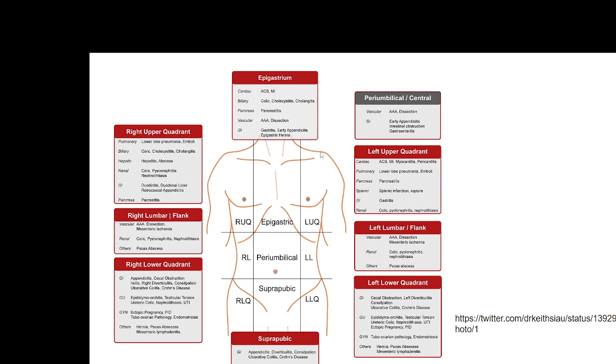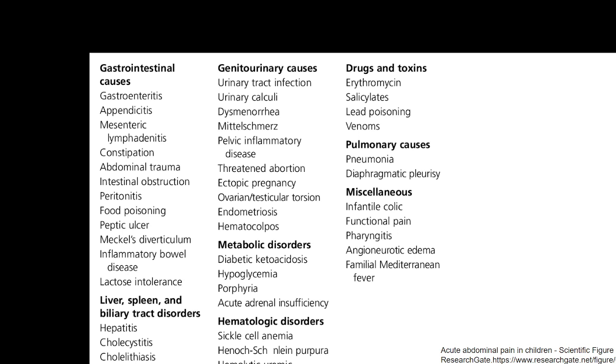When the patient has a pain in the epigastrium, it's usually produced due to stomach or gastric pathology, or many times even chest pathologies can present with that. In the suprapubic area, it's usually bladder pathology which produces that. Then based upon the pathologies, usually we categorize them as gastrointestinal causes like gastroenteritis, appendicitis, mesenteric lymphadenitis, and so on, and hepatic pathology like liver, spleen, biliary tract disorders, etc. Genitourinary causes, metabolic disorders like diabetic ketoacidosis, hematological disorders like sickle cell anemia, hemolytic uremic syndromes, drugs and toxins like erythromycin, lead poisoning, etc.